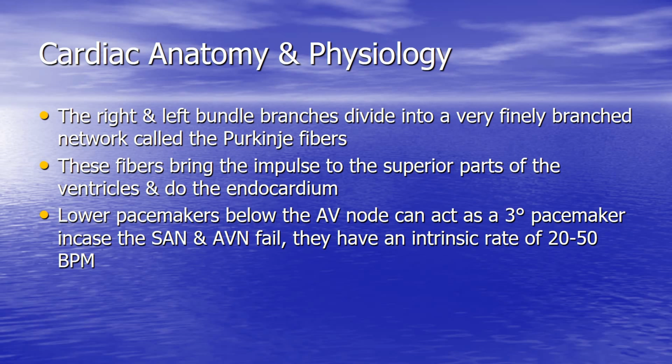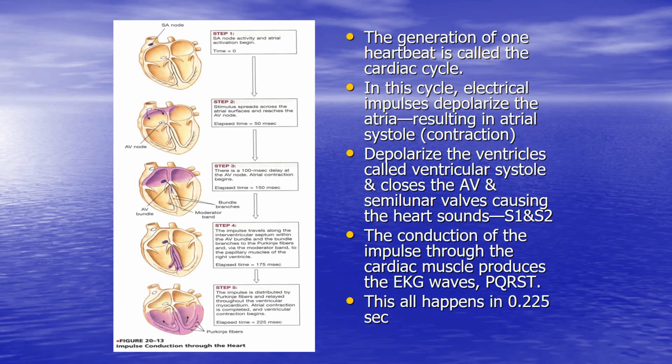The left and right bundle branches divide into a very finely branched network called Purkinje fibers. These fibers bring the impulse to the superior parts of the ventricles and to the endocardium. Lower pacemakers below the AV node can act as a tertiary pacemaker in case the SA node and AV node fail. They have an intrinsic rate of 20 to 50 beats per minute. The main tertiary pacemaker that we're talking about here is the bundle of His.